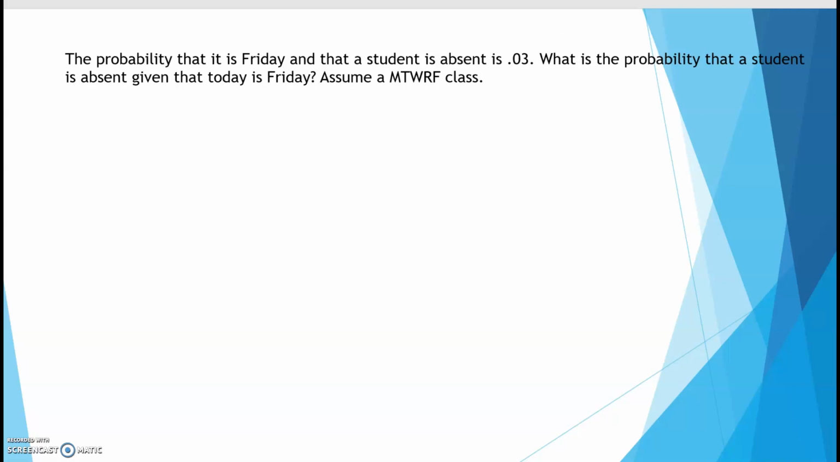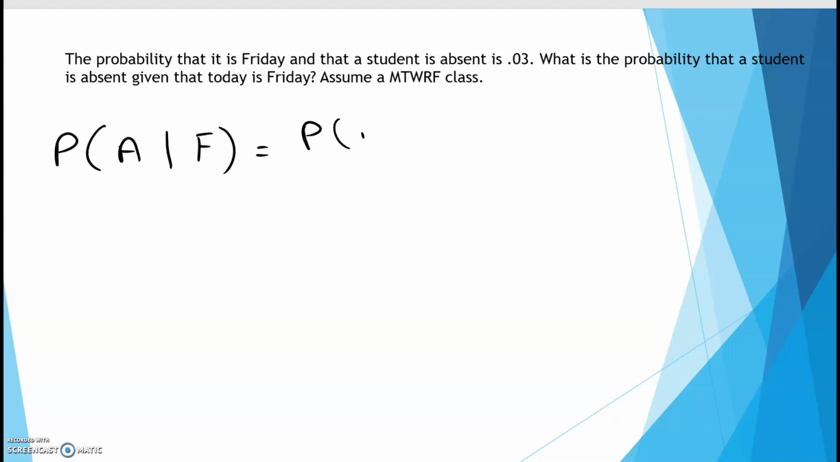Okay, the probability that it is Friday and that a student is absent is 0.03. What is the probability that a student is absent given that today is Friday? Assume a Monday through Friday class. So we're trying to find the probability of absent given that it's Friday.